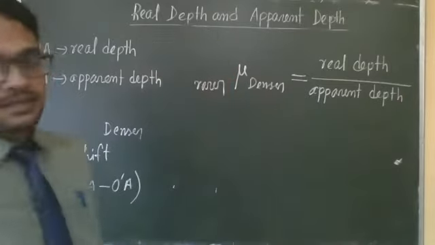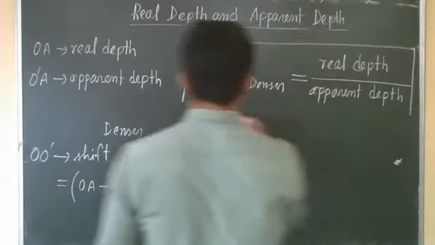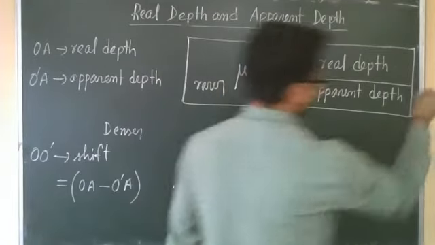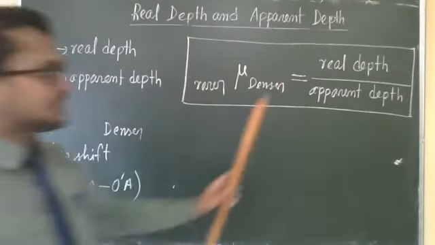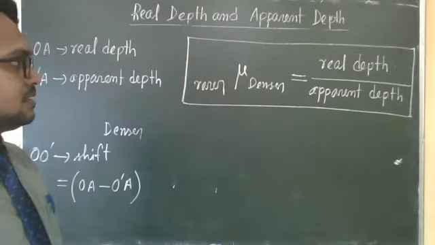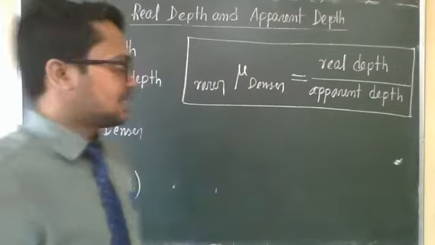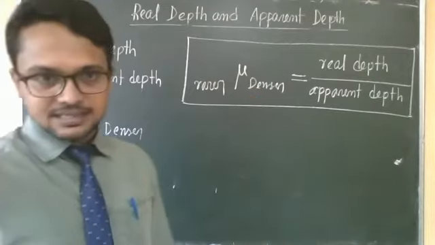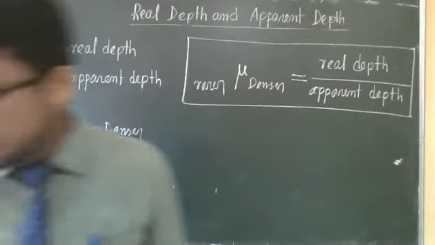This is the relation. Sometimes you will get a direct question: write the relation between real depth, apparent depth, and the refractive index of the denser medium. So this is the relation: mu of denser with respect to rarer equals real depth by apparent depth. First question, complete the diagram or draw the diagram. Second question, write the relation. This type of question you can get. It is also there in your book.